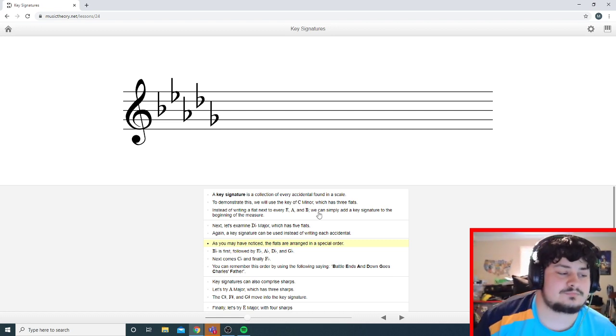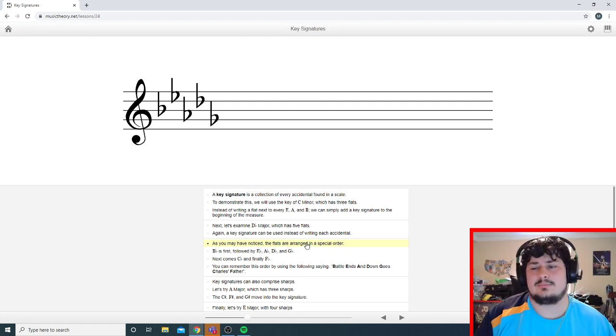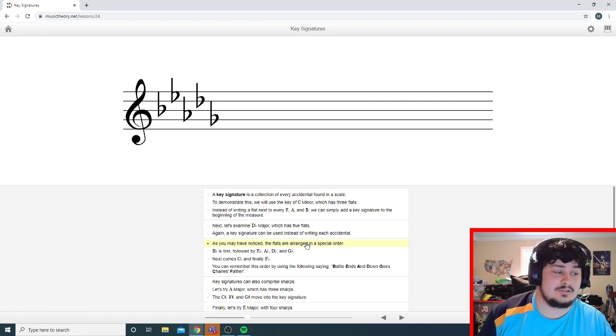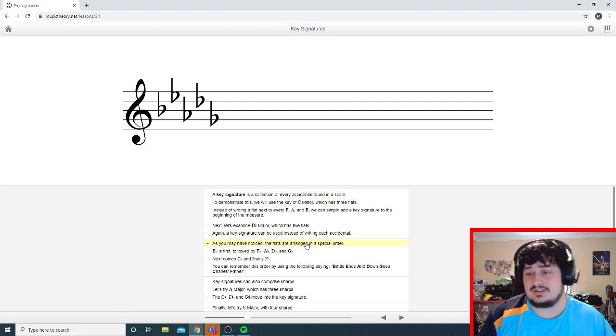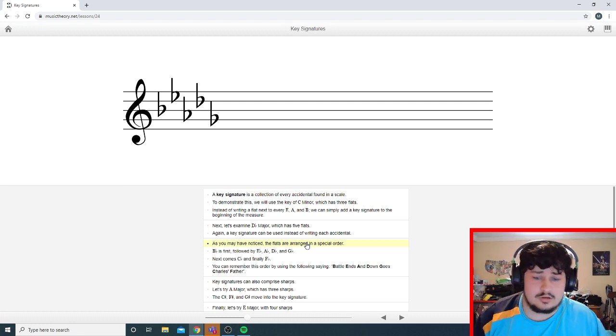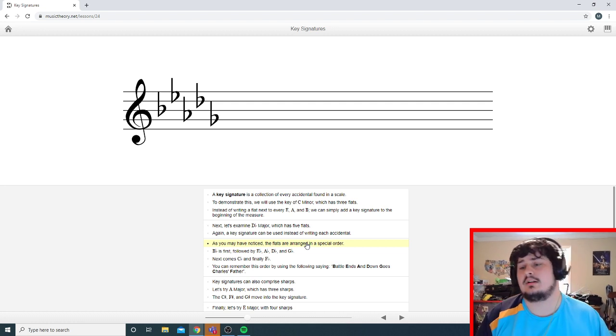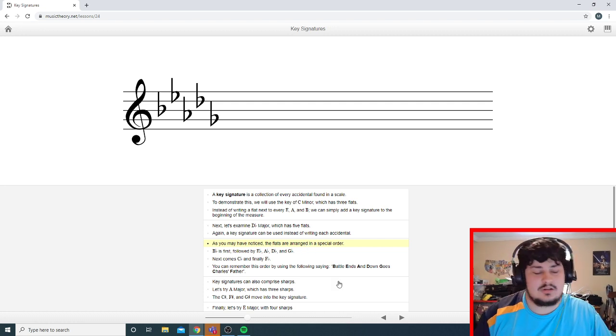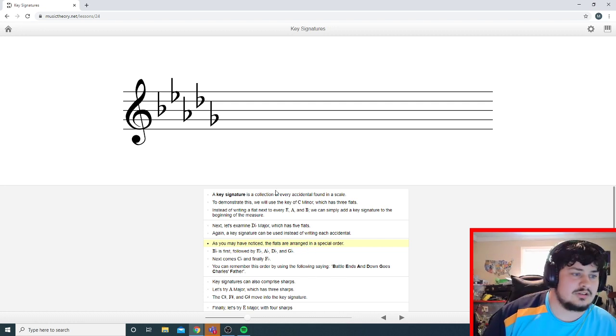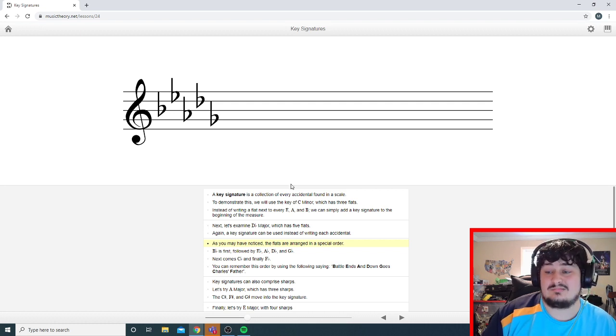Now, reading these is not hard. Reading and knowing the names is not hard at all. So let's talk about how you read it. There are 12 keys, 12 different key signatures. I'm not going to make you learn every single one of them today. We're going to learn maybe 6, if we're lucky.